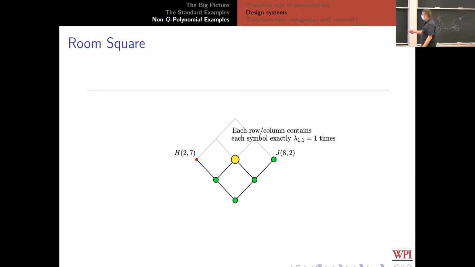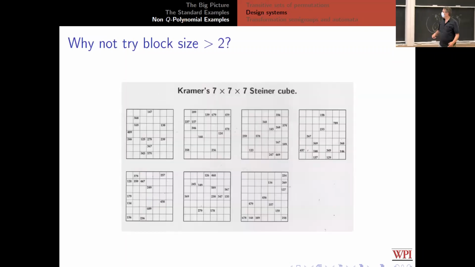Now, you don't have to stick with the two-dimensional object. You can go to room cubes. And you don't have to stick with pairs. You can stick K-sets inside the cubes. And then you have Kramer's 7x7 by 7 Steiner cube that Spiro showed to me. So here you have these Kirkman triple systems, STS9s, that show up in every slice in every direction. You get an STS9. These large sets are decomposed in these different ways.